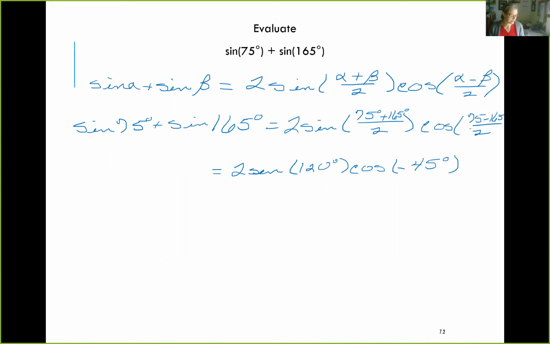We can consult our unit circle and find that the sine of 120 degrees is the square root of 3 over 2, and that the cosine of negative 45 degrees is the square root of 2 over 2. This 2 cancels with that 2, and we're just left with the square root of 6 over 2. Okay.